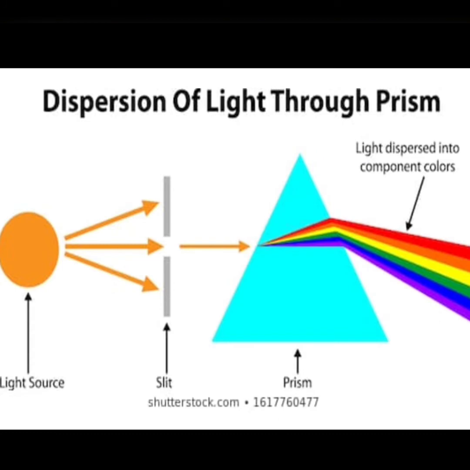Next term, dispersion of light. The splitting of white light into its 7 constituent colors on passing through a transparent medium is known as dispersion of light. So, when white light is passed through a transparent medium, it gets dispersed into 7 colors. See in the picture, the light passes through a prism, and when it comes outside, it has 7 component colors.